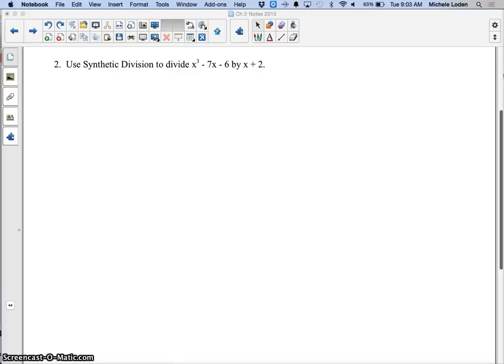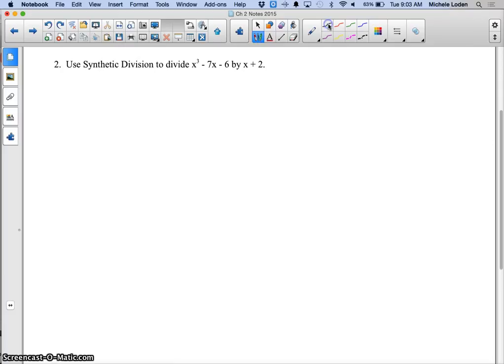Ladies, let's review synthetic division of polynomials. When we use synthetic division, it's important to look at what you're dividing by, and you can only use synthetic division when you are dividing by 1x plus a constant. And let me say that again, 1x to the first plus a constant.